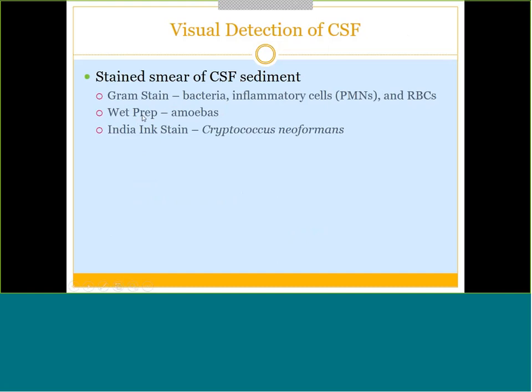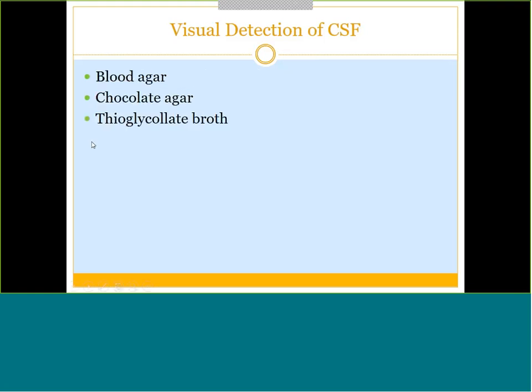If you do a wet prep of it without staining, you can look for those amoebas, like Entamoeba. And if you think you have Cryptococcus neoformans, you can do an India ink stain. Remember, Cryptococcus neoformans is a yeast that really affects HIV patients, especially AIDS patients. And this yeast has a capsule around it. And so as a result, India ink will stain everything else except the Cryptococcus because of the capsule. It can't get in there. So the Cryptococcus almost looks like little round halos, because they did not take the stain.